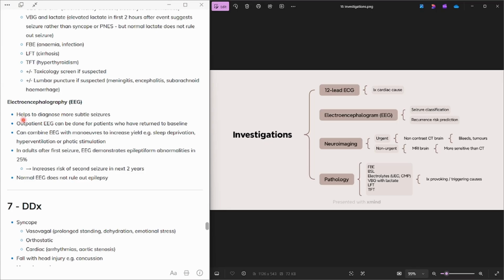Again, an EEG helps to diagnose more subtle seizures, and it can be arranged on an outpatient basis for patients who have returned to baseline. And we can combine EEGs with particular maneuvers to help increase the yield, such as sleep deprivation or hyperventilation or photic stimulation, to try and identify whether or not the patient may have seizures or epilepsies that are triggered by these particular maneuvers.